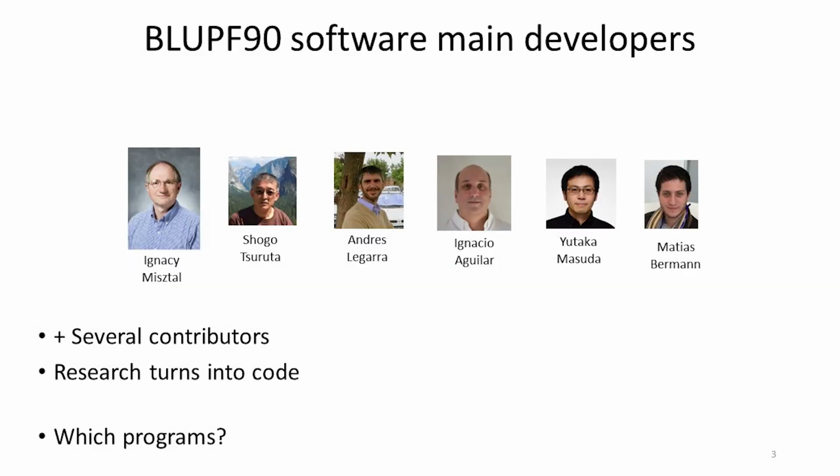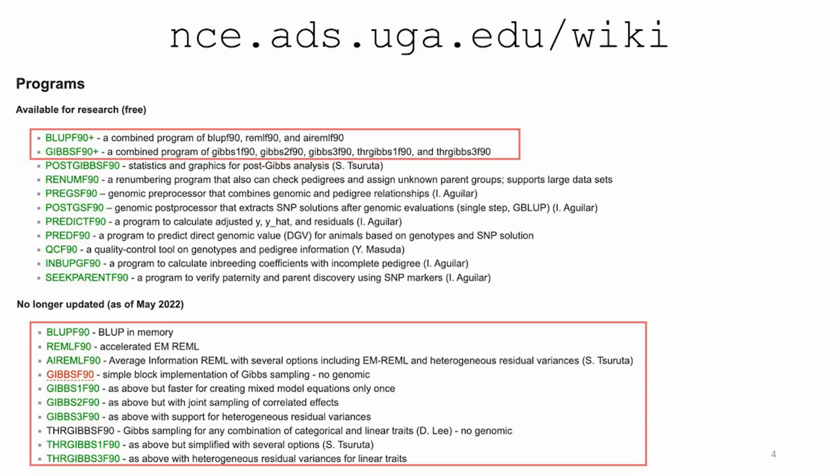And there are a few more contributors, and one of the things that we try to do is to convert research into code. So when we have some idea that we think is reasonably useful for people, instead of just writing a small prototype, we try to put it into BLUPF90 so that eventually it can get used by more people. And we call it a software because there's a bunch of programs, but lately we decided to stop maintaining some programs because it was too complicated to keep track of all of them.